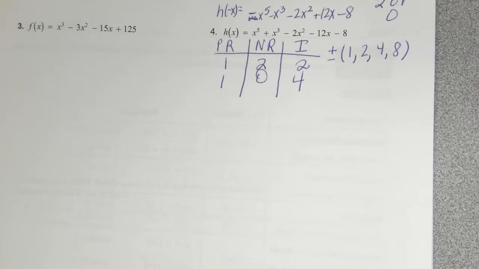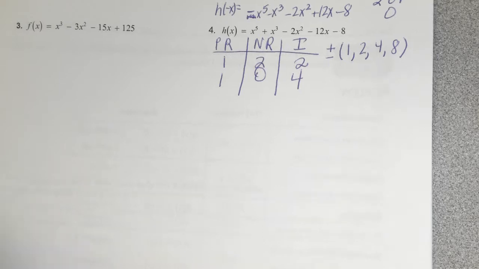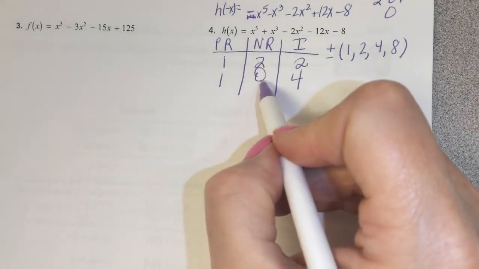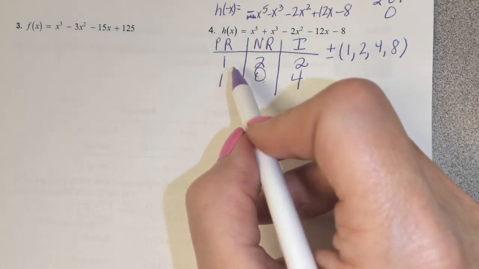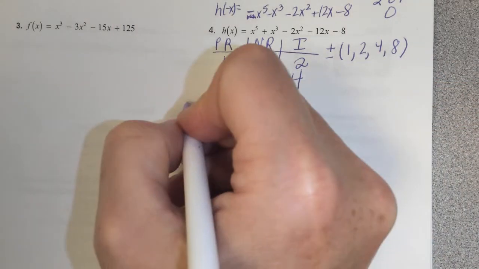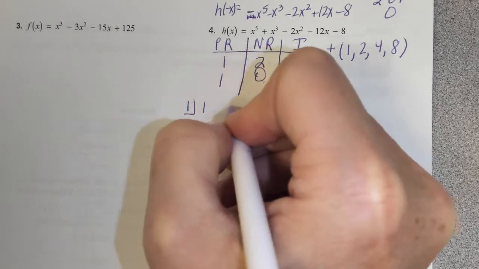Thank you. What do you guys think makes the most sense to check? 1. Positive 1? I agree. Instead of checking negative 1, I would rather check positive 1. Why? Because I might not have any negative real solutions, right? So why not find that 1 positive first? So I'm going to check 1 with synthetic division.